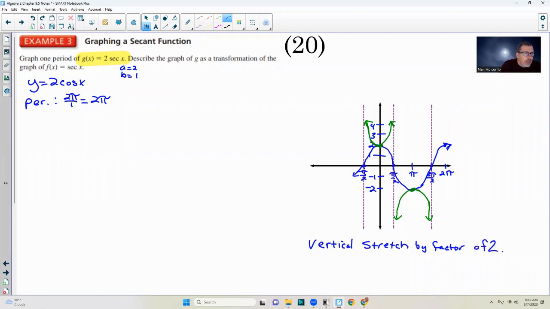Okay, so it says to describe the graph G as a transformation of the parent function secant x. So secant x would have been up here at -1 and 1, and this thing is stretched vertically. This doesn't look like the same distance here. This looks wider, but they are the same. I just didn't draw it out properly. Okay, so the green is 2 secant x. Now try exercise 20.